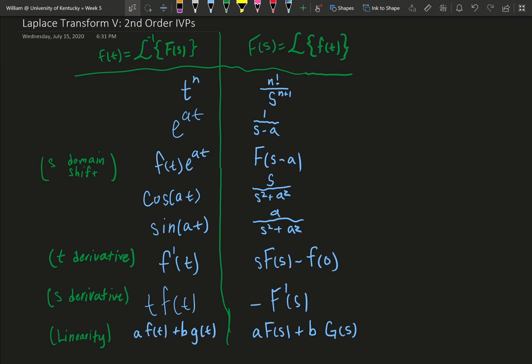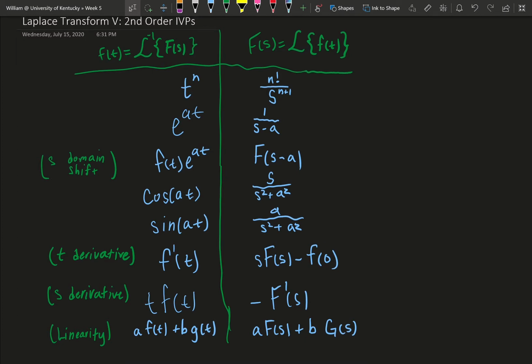Okay, so welcome. In this lecture, we are going to talk about using the Laplace transform to solve second order IVPs. So on here, I have written a list of the Laplace transforms and their inverse transforms, some of which we just covered in the last video, but these are things you'll need to know. Specifically, we're going to want to focus at least on these few, which are new.